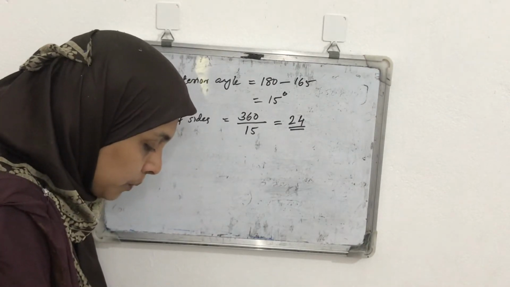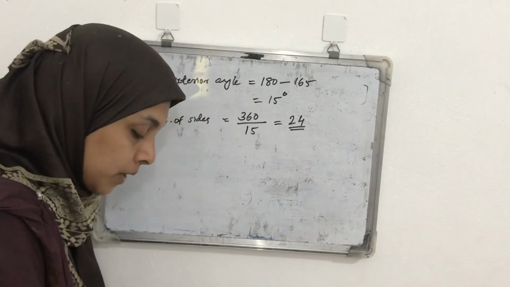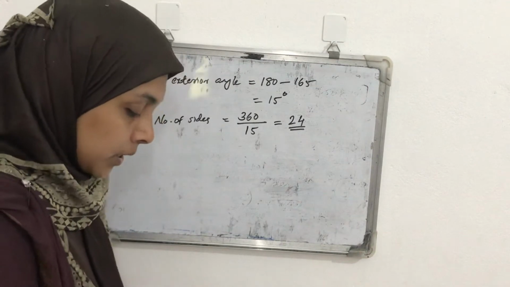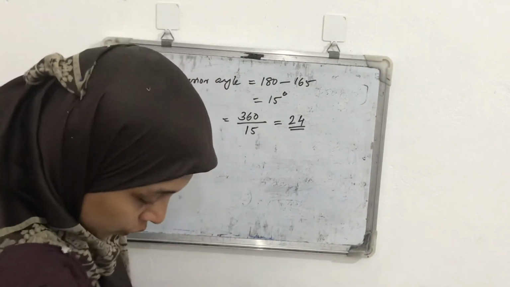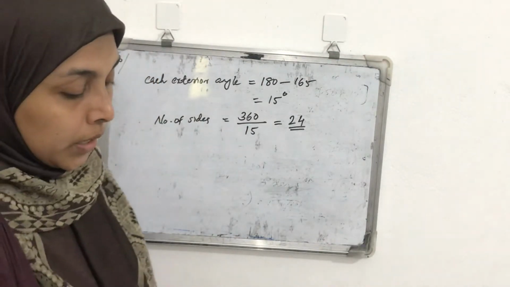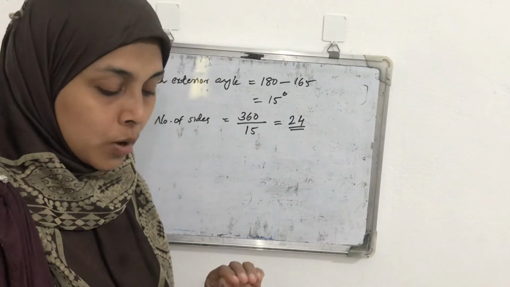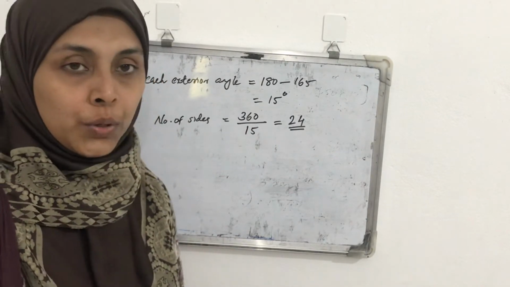Fifth question. Is it possible to have a regular polygon with the measure of each exterior angle as 22 degrees? Okay, listen. It is only a yes or no question. How can we do it? Read that. Is it possible to have a regular polygon with the measure of each exterior angle as 22 degrees?